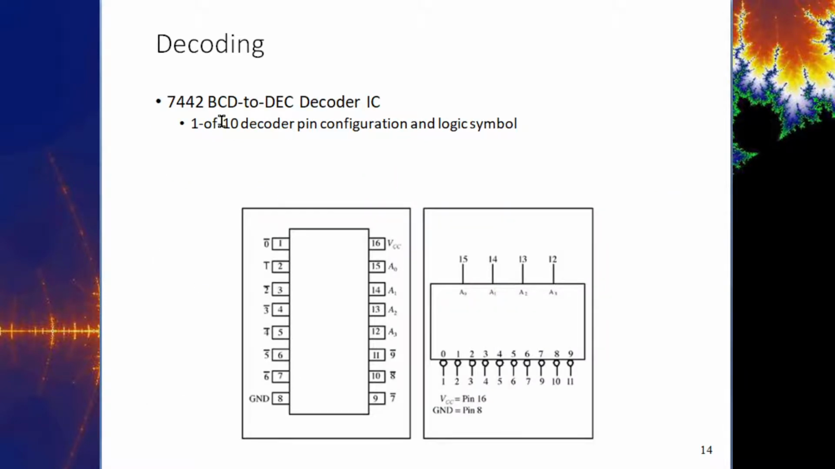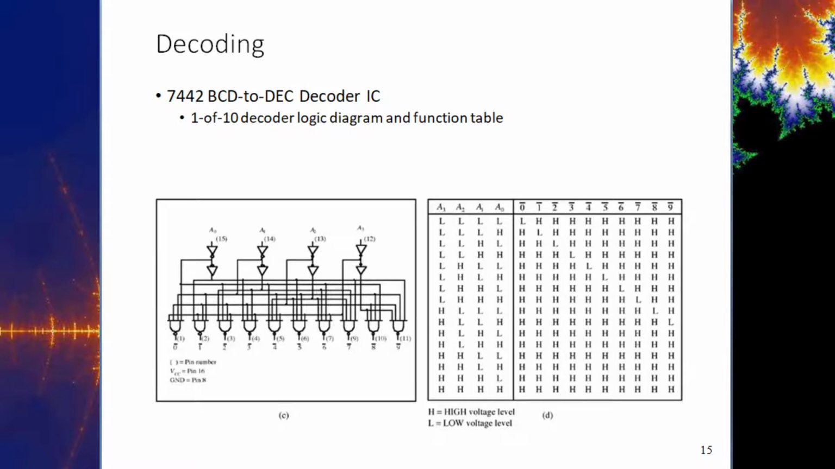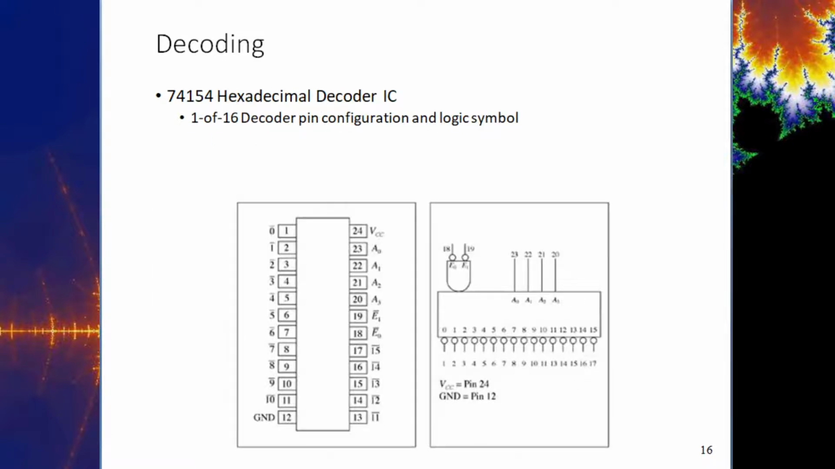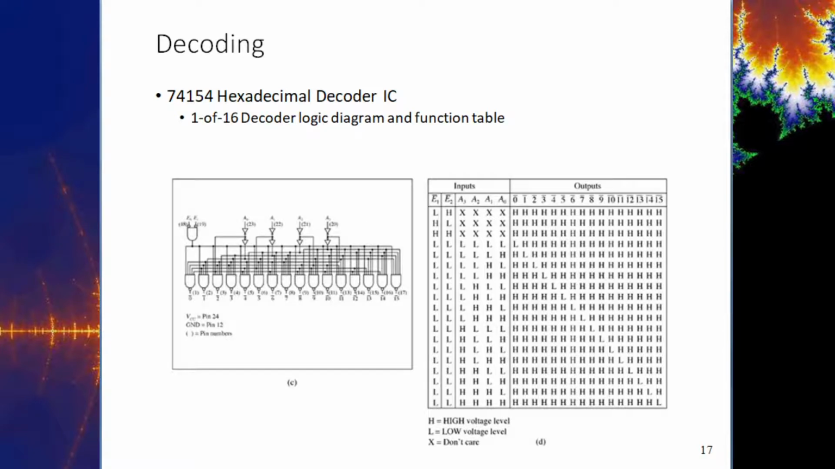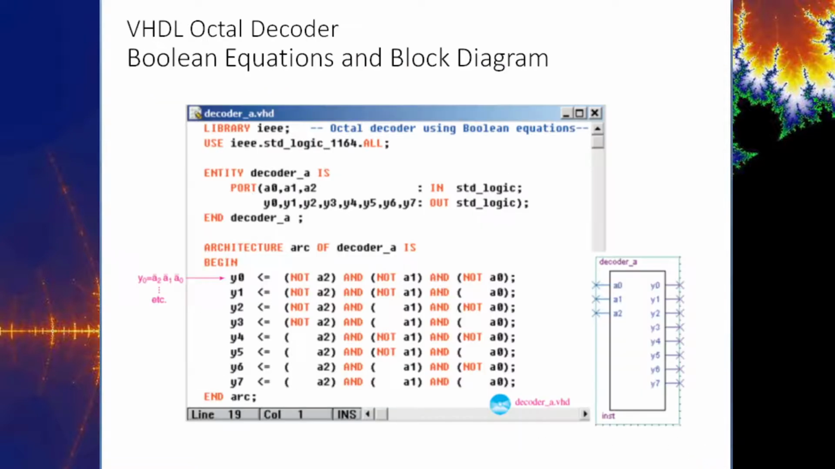There's a 1 of 10, BCD to decimal. Again, a couple more examples of these. And they all have that characteristic, either high through the middle or low through the middle, depending on if they're active low or active high.